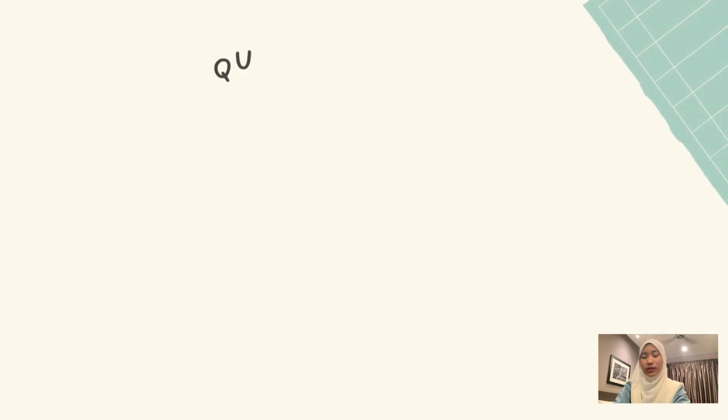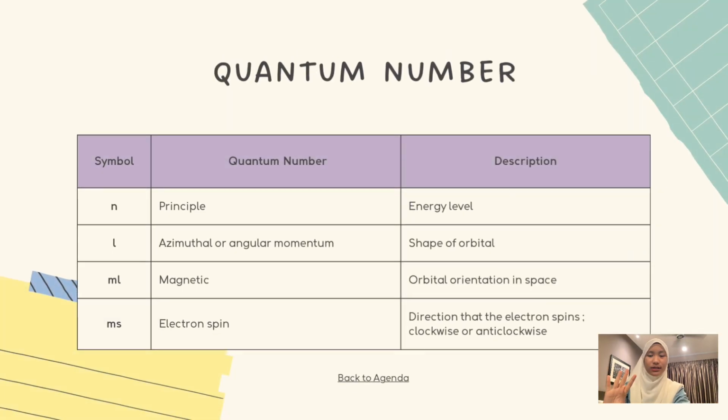So first, the quantum numbers have 4 sets. The principal quantum number, with the symbol n, describes the energy level of the electron in an atom. The second is the azimuthal or angular momentum quantum number, with the symbol L, which describes the shape of the orbital. The third one is the magnetic quantum number, with the symbol ML, which describes the orbital orientation in space. The last one is electron spin, with the symbol MS, which describes the direction in which the electron spins, whether clockwise or anti-clockwise.